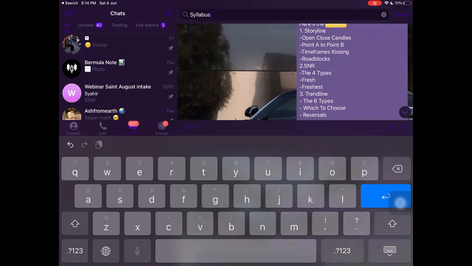Time frames kissing. Oh yeah, that's a fun one. Time frames kissing is basically how you make sense of the time frames. Did you know that all the time frames have their uses? Each one of them. None of them are time frames that are trash.